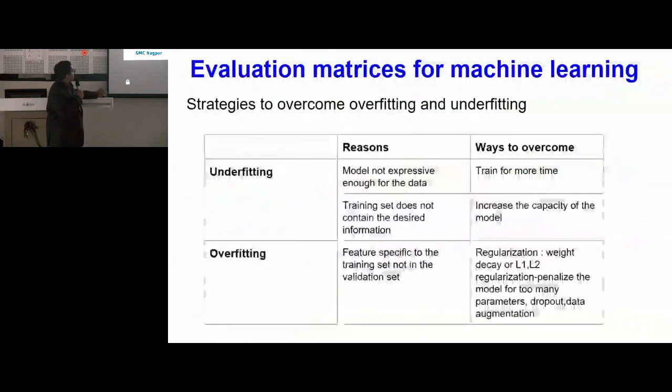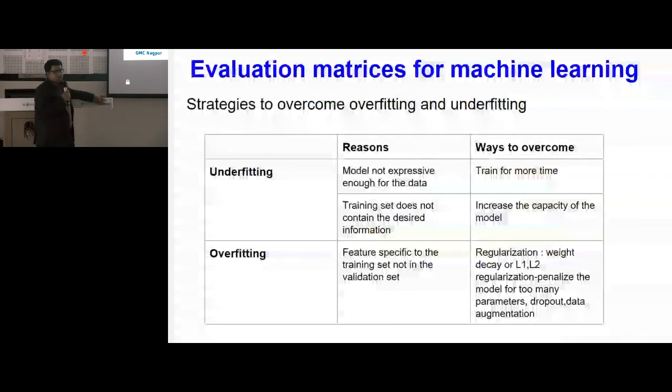So what if the model is underfitting? That means the model is not expressive enough for the data. You need to train for more time. The training set may not contain the desired information. Increase the capacity of your model. These are the reasons and ways to overcome underfitting and overfitting.